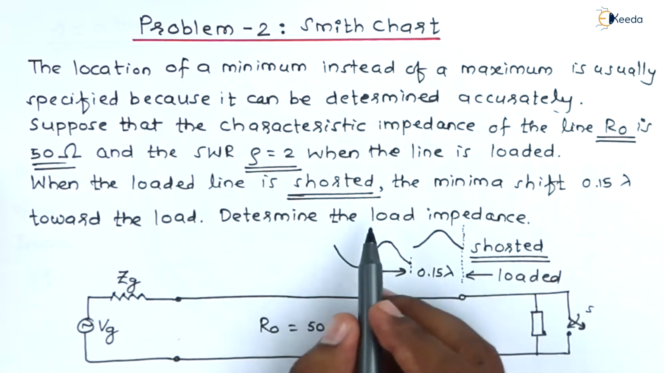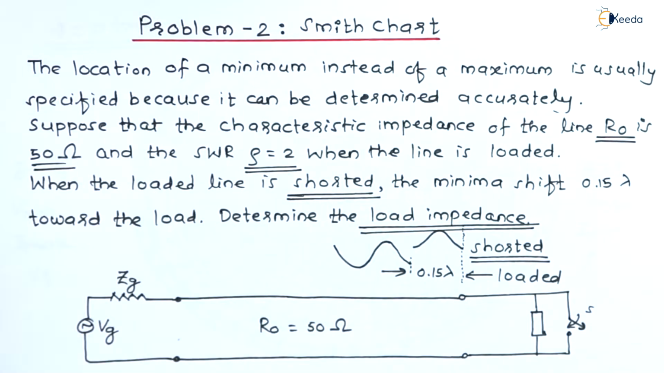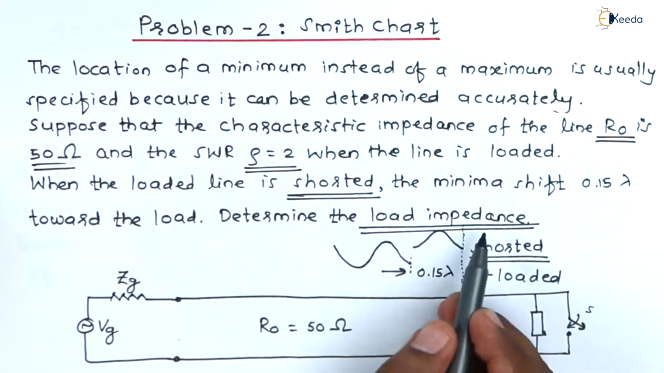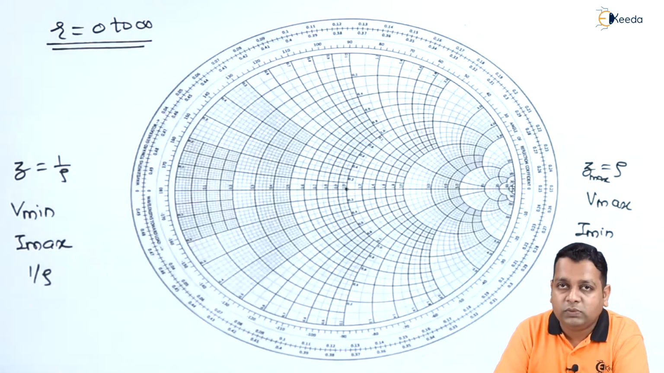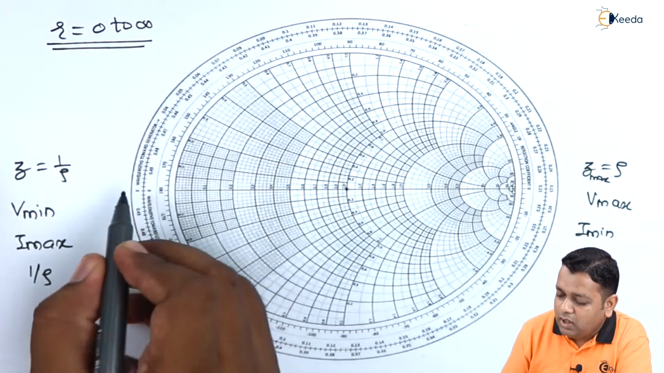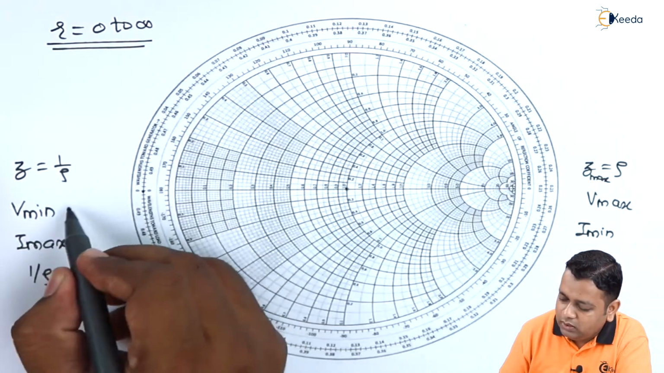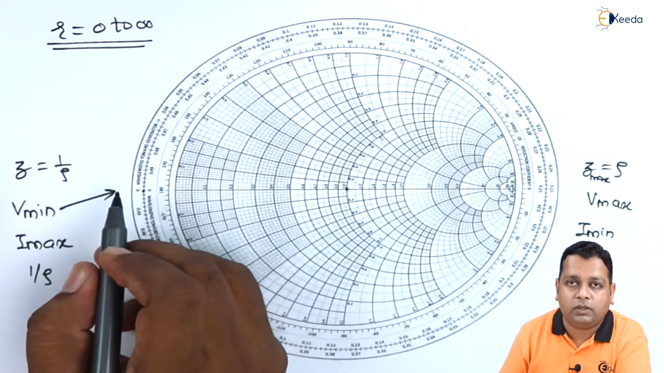Now we are asked to determine the load impedance. ZL is to be determined. So let us take the help of the Smith chart and step by step we shall finally find the load impedance. Now in the Smith chart, when the given transmission line is shorted, the first minimum occurs towards the load, at the 0 value here. So I can treat it to be the V minimum.